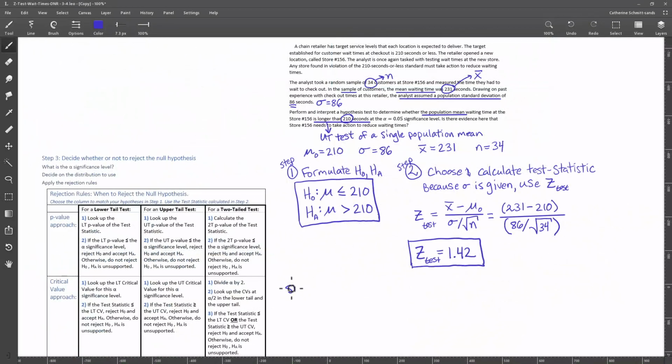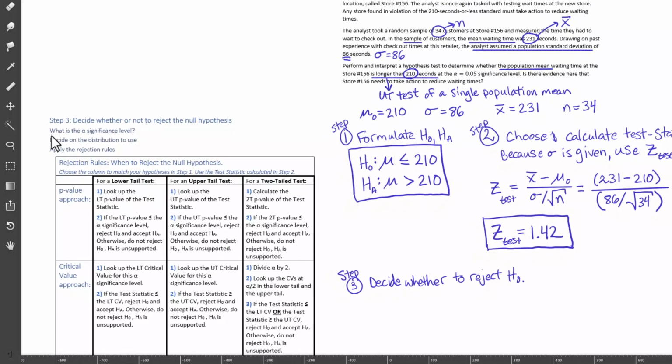Having completed step 1 and step 2, I'm going to move to step 3. So I've changed the references on the left-hand side to our step 3 rejection rules, because step 3 is the step in which we decide whether or not to reject the null hypothesis. There are some pieces of information we need to execute this step. One is, what is the alpha significance level that we're using in this problem? And we see from the text of the problem that alpha equals 0.05. So that is the significance level we are going to use.